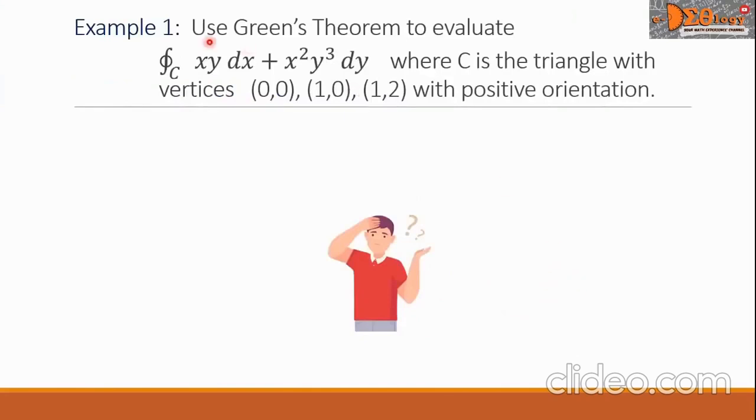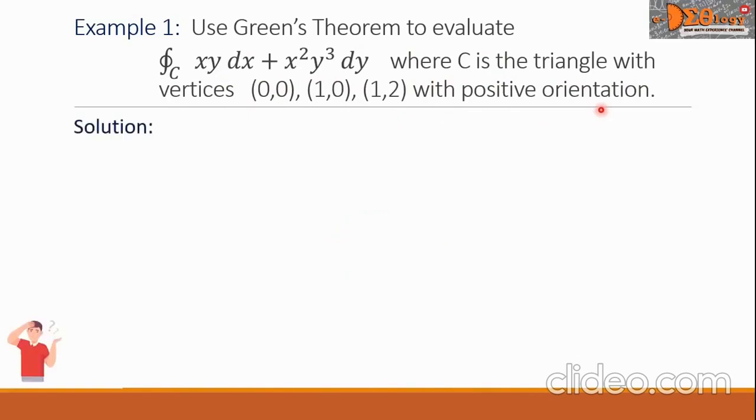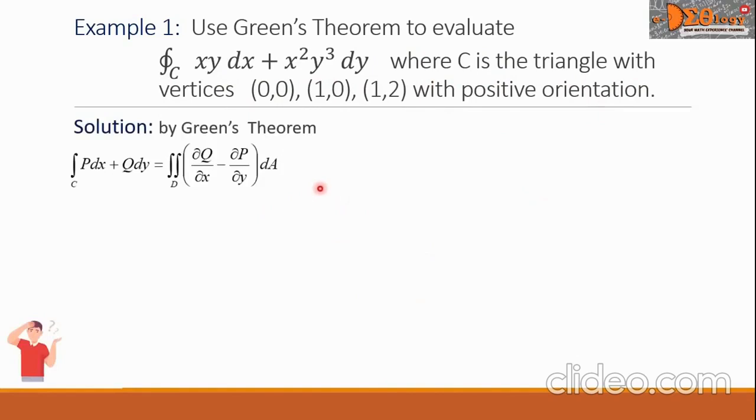Example 1. Use Green's theorem to evaluate the line integral xy dx plus x squared y cubed dy, where C is the triangle with vertices (0, 0), (1, 0), (1, 2) with positive orientation. First, let us write the formula of Green's theorem. Now, let us collect the values of P and Q.